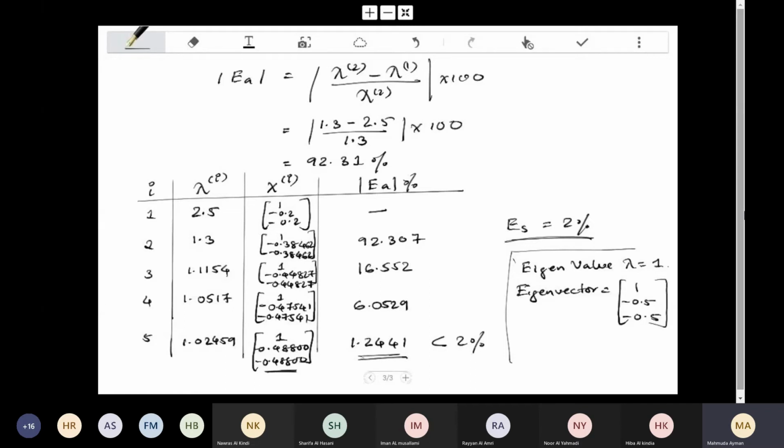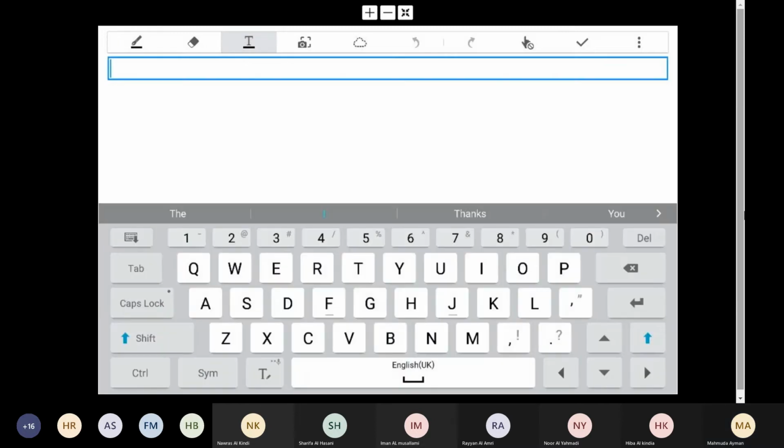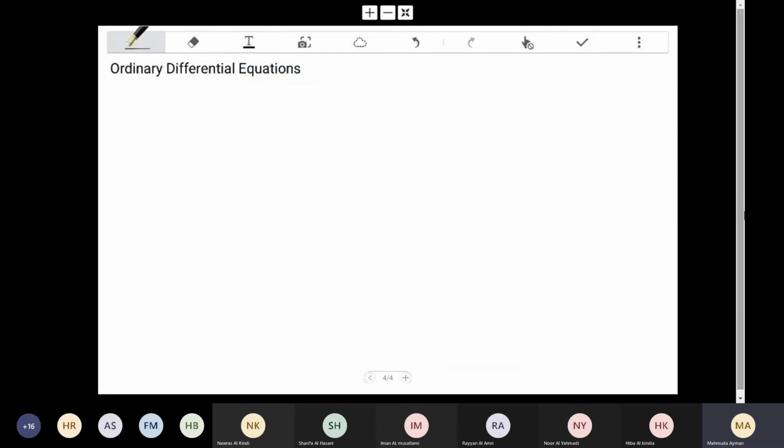No doubts? No one else? Then we go to the next topic of ours, which is ordinary differential equations. So the next topic of ours is ordinary differential equations.